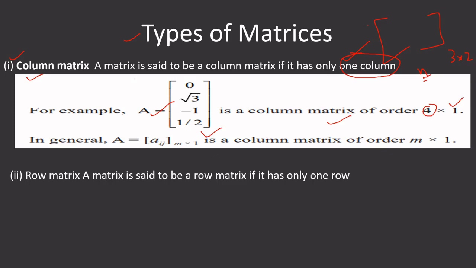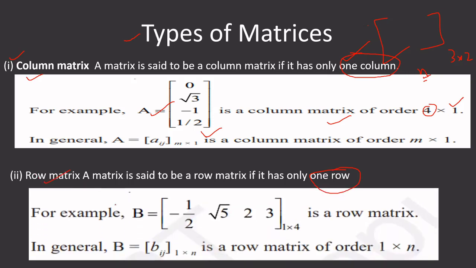And similarly, what is the row matrix? There is only one row. Simple. What is the row matrix? There is only one row and a number of columns. So for example, B has only one row and 4 columns, or 3 columns, whatever we have is not our concern. The concern is that in a row matrix, only one row is there.